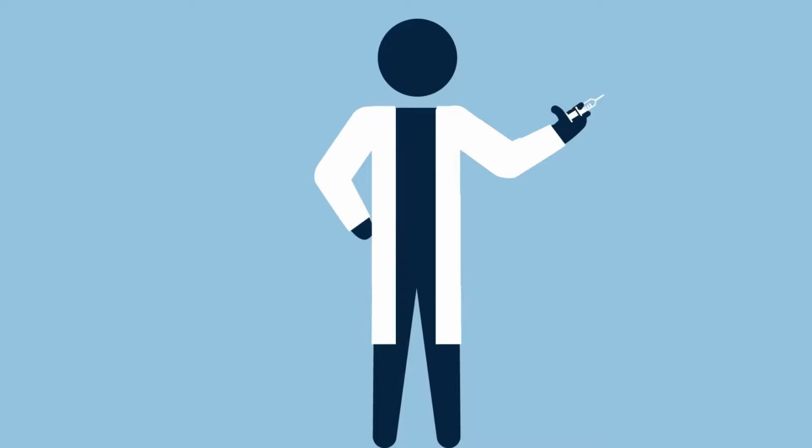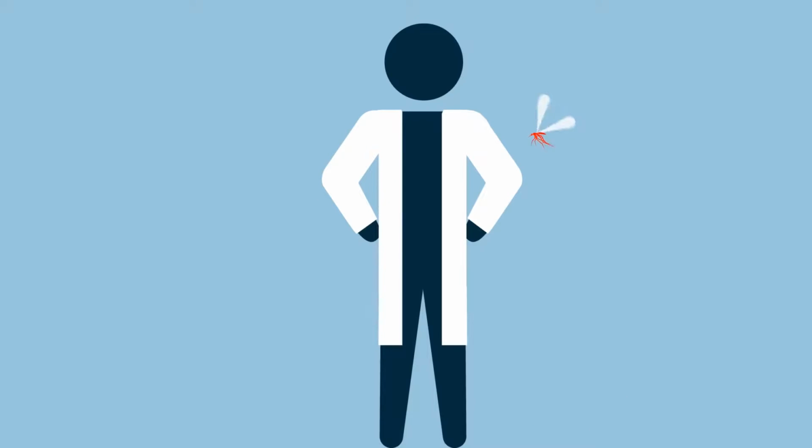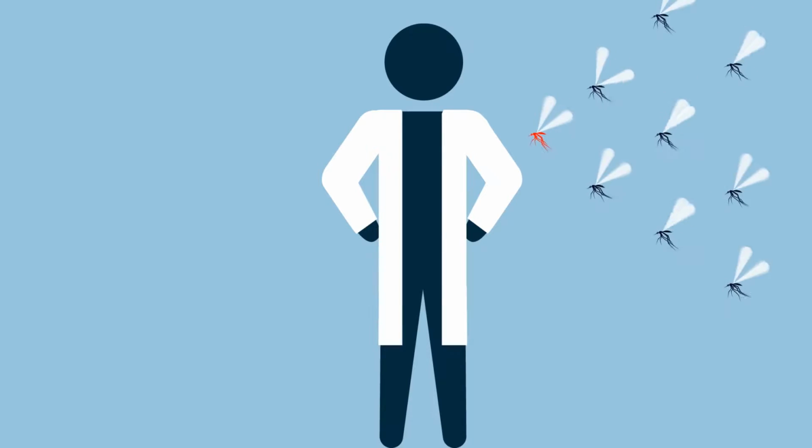But how do we get the inhibitor into insects? Scientists have tried lots of methods, like injecting and feeding, which can work in the lab. But it's difficult and expensive, because we need to make lots of inhibitor. This strategy won't work in the wild.